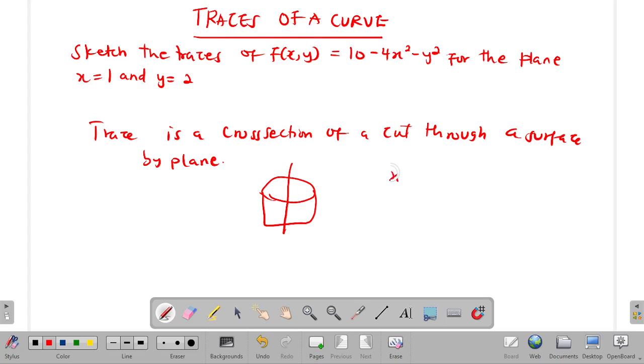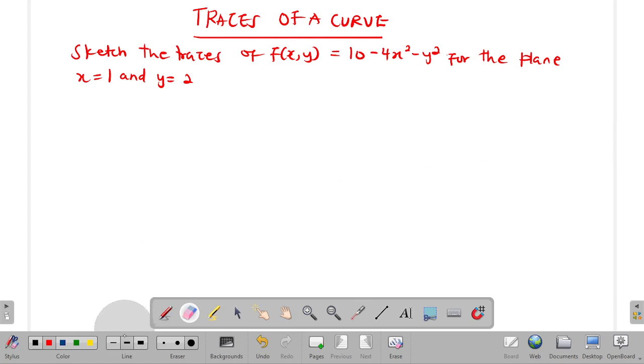You can have a plane like x equals 1, which is a plane, and y equals 2 is also a plane. Okay. So if I give you a certain plane and you are cutting through a surface, what will be the outcome, the cross section of that cut? That is the whole idea of trace. So how do you find a trace? Let's solve this problem so you understand it very well.